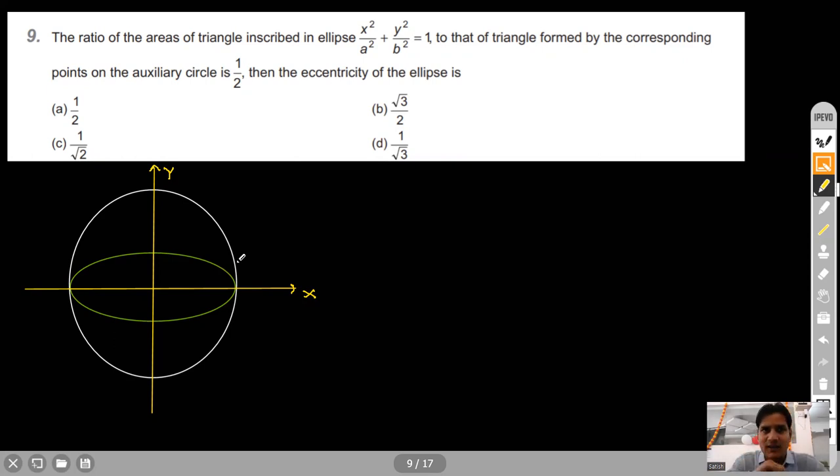Now let's look at the triangle, the ratio of the areas of the triangle inscribed in the ellipse. So we have to draw a triangle which is inscribed in the ellipse. And further we have to draw one more triangle which is inscribed in the auxiliary circle, because the ratio of the areas of both these triangles is given and we are asked to find the eccentricity of the ellipse. So we have to draw one triangle that is inscribed in the ellipse.